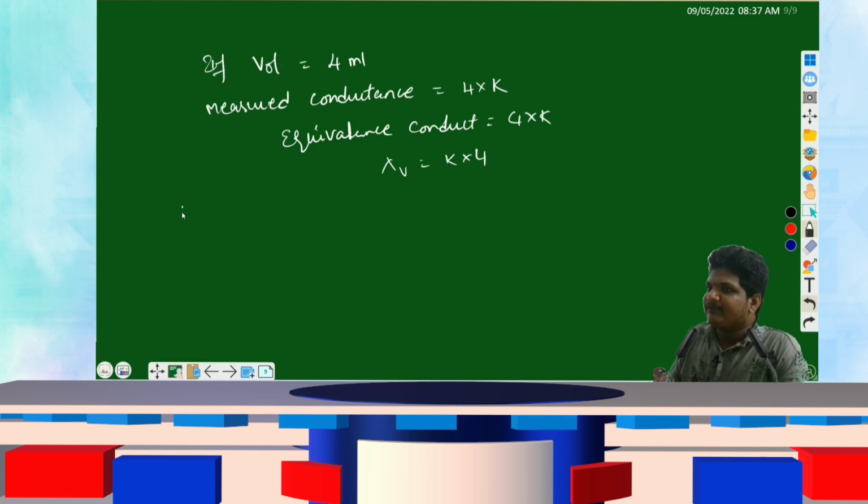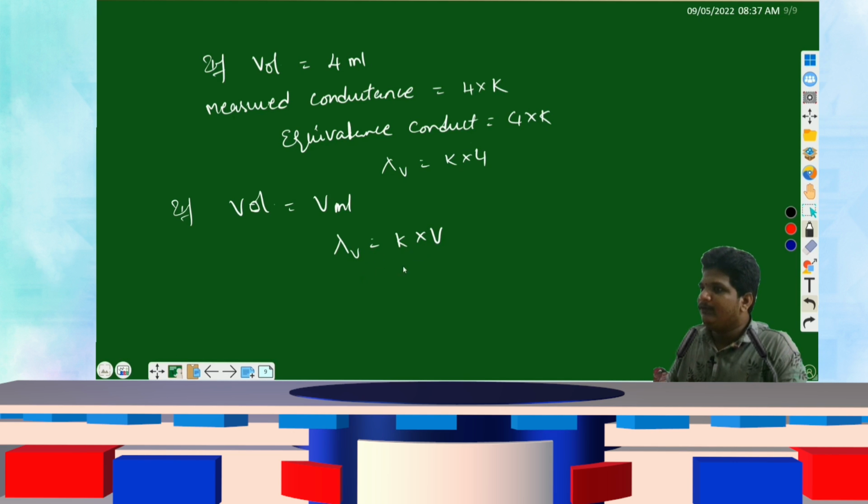So if the volume is equal to V ml, in that case this equivalent conductance, that is lambda V, is equal to kappa into V.